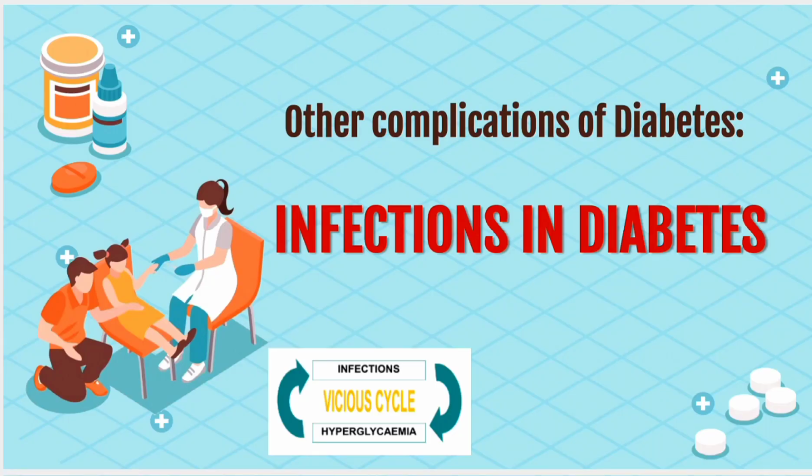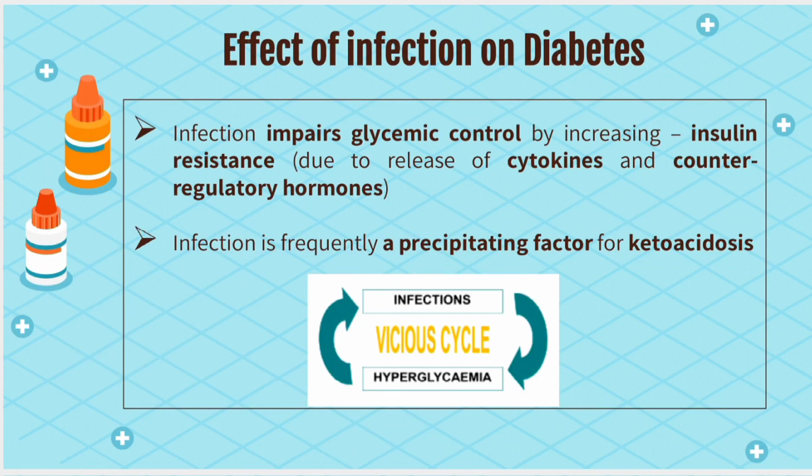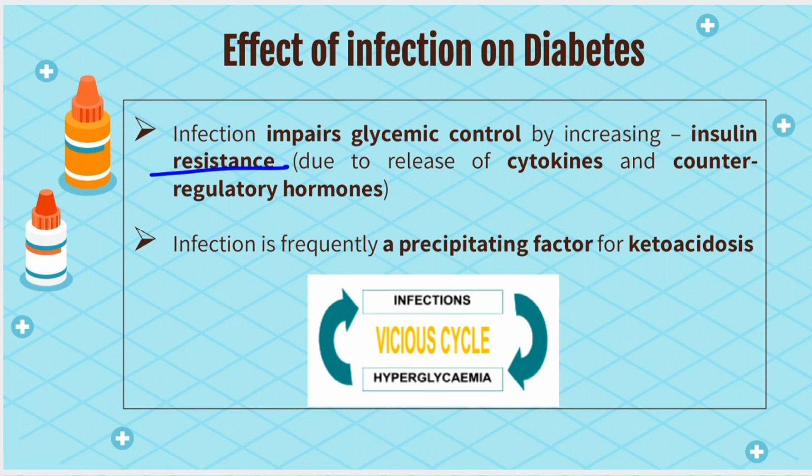Hello everyone, welcome to this new video which is based on infections in diabetes. It is seen that any kind of infection impairs the glycemic control in any patient with diabetes, and this impaired glycemic control is due to an increase in insulin resistance, which is due to the release of cytokines as well as other counter-regulatory hormones.